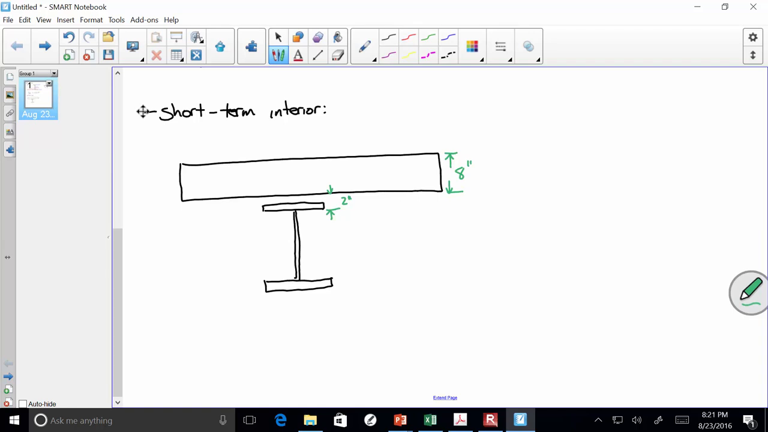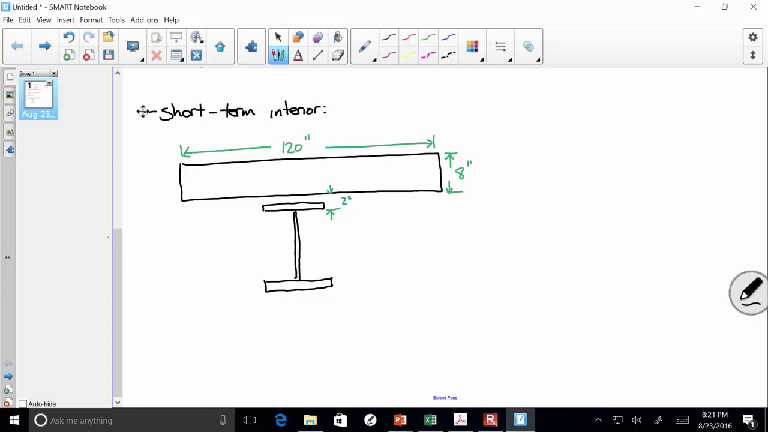Okay. Now, short-term interior. How wide is this concrete deck? 10 foot, right? Because for an interior girder, halfway over, 10 feet. And 10 feet in inches is 120, right? So 120 inches. Now, for the purposes of what we're going to do, however, we need to transform that, right? We've got to turn that concrete into an effective lump of steel.